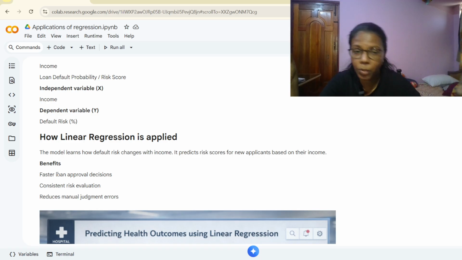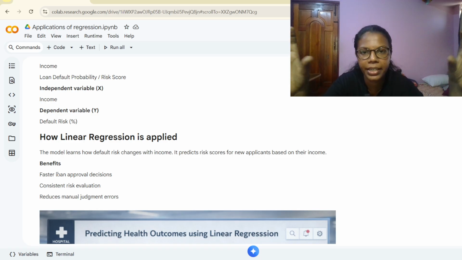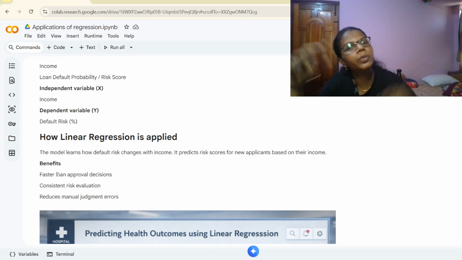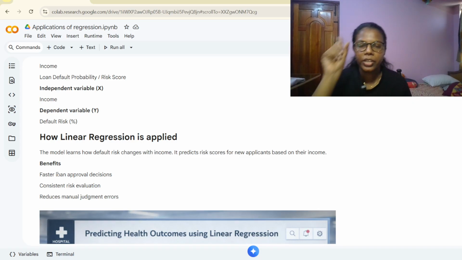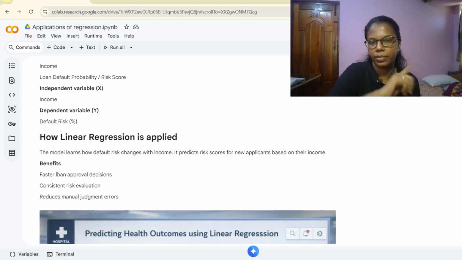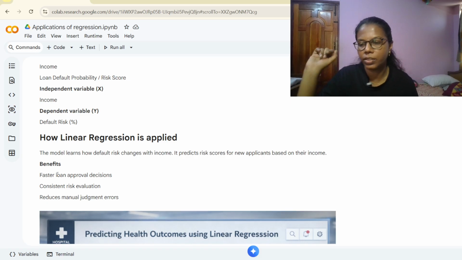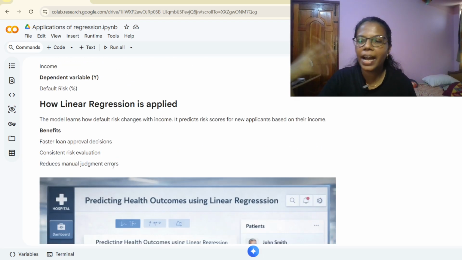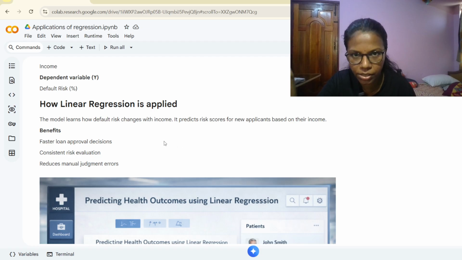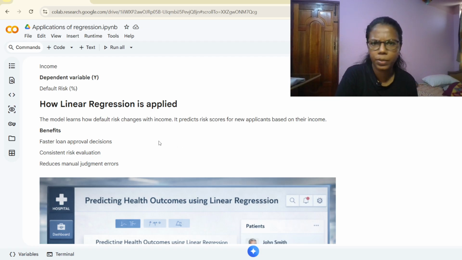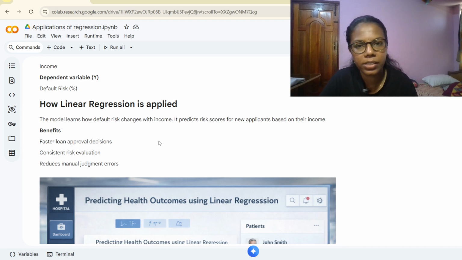So this linear regression model is going to clearly predict, based on their income and the loan they are expecting, is it possible for them to pay it back or not? If it is possible, they will move further. If not, they are not going to move further. So it reduces manual judgment errors. As human beings, there are possibilities we might make errors, but a machine learning model will not make errors similar to human beings.